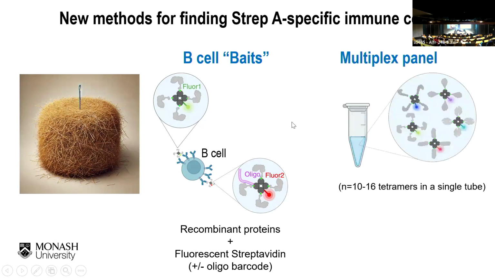But as I mentioned, Strep A is a very complex bacteria, so we had to develop multiplex approaches to do that. And now typically we're running up to 16 tetramers in a single panel, getting the most out of the precious clinical samples that we have. We're also combining the tetramers with oligotags such that we can retain the antigen specificity in downstream sequencing approaches.